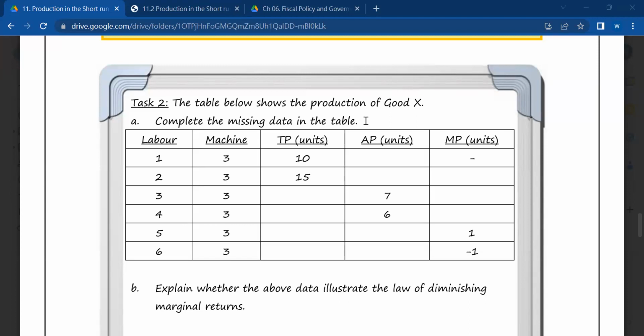So now, please take 5 minutes to finish this table first, and I will ask someone to tell me the answer. Actually, we learned how to calculate TP, AP, and MP yesterday, so you should know how to do it. I'll give you 5 minutes to finish this part first, and don't do part B. We will do part B later. Please help me calculate the total product, average product, and the marginal product.